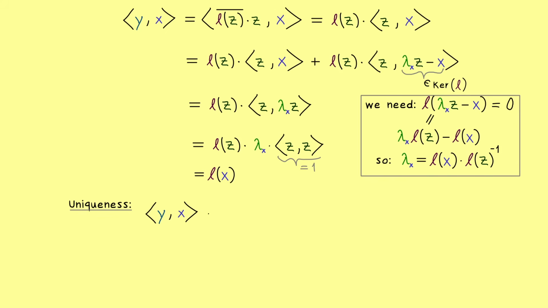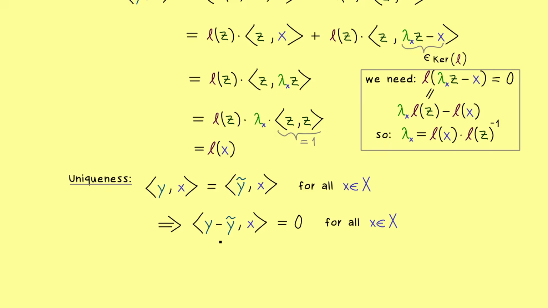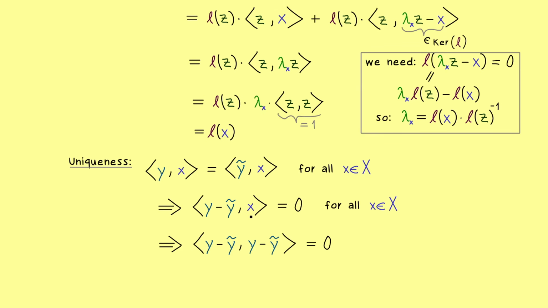But this is quite simple to show. Let's simply assume that we have two vectors y and y tilde that do the same thing. Namely, they both represent L of x for all x in X. Which means that these two inner products coincide and we can just subtract one. This implies that we have y minus y tilde in the inner product and this one is equal to 0. And this equation holds for every x in X, so we can also choose a very special one. Namely, for x we can just take y minus y tilde as well.